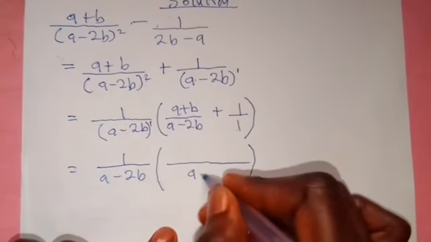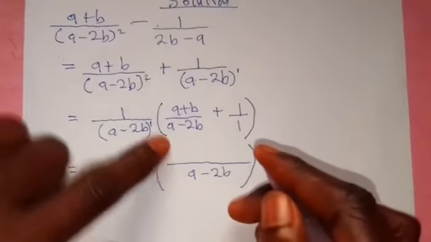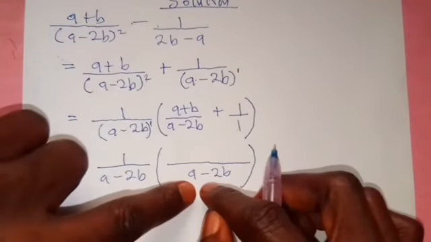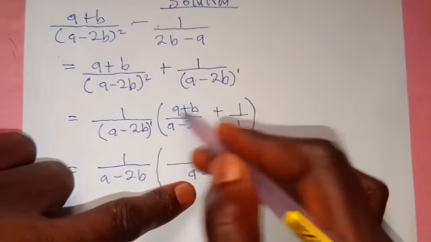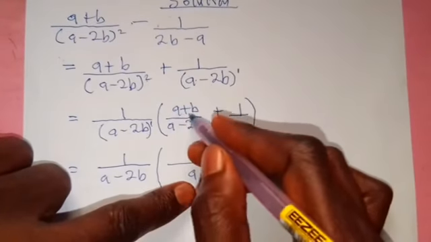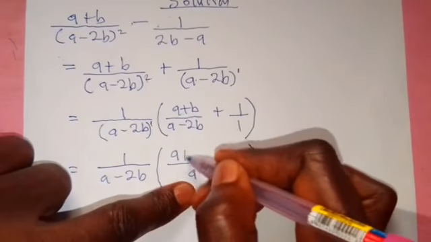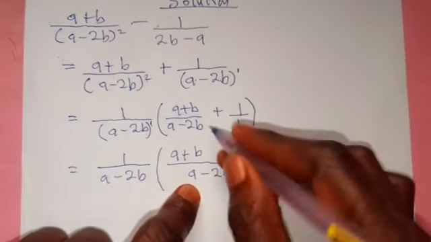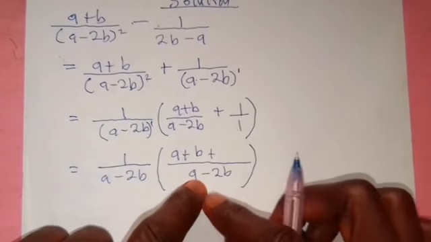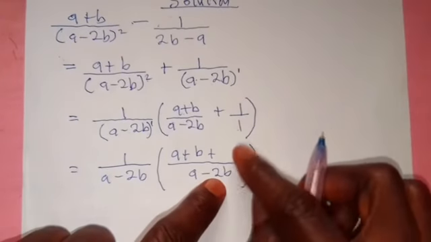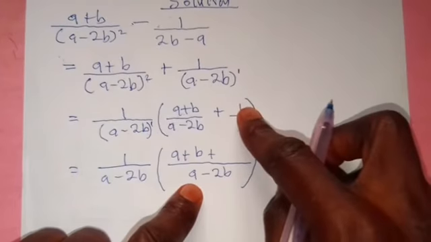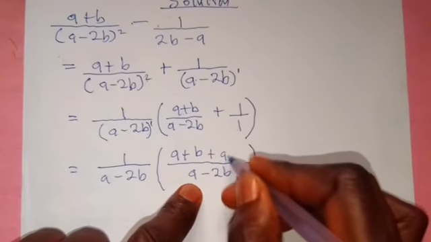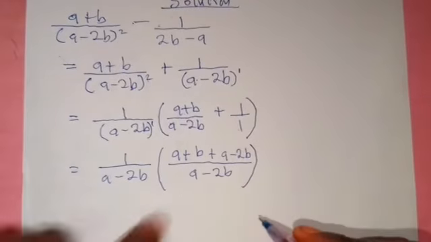Then we take the LCM between a minus 2b and 1. And that, of course, will give us a minus 2b. Now, if you divide a minus 2b by a minus 2b, you have 1. Use the 1 to multiply a plus b. Any number multiplied by 1 will give us that number. So our a plus b will still remain here. Okay? Then we put our plus. Now, when we divide a minus 2b by 1, we still have a minus 2b. Then use it to multiply 1. We have a minus 2b.